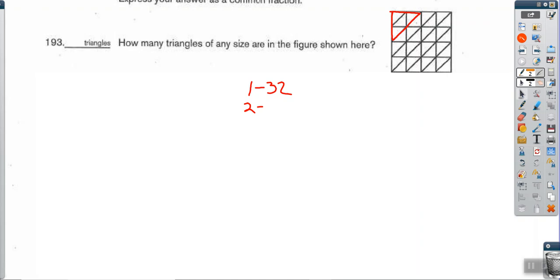So let's go ahead and do this together. So we have 1, 2, 3, 4, 5, 6, 7, 8, 9, and then if you flip it over again, you'll get 9 more, right? So that's 18.